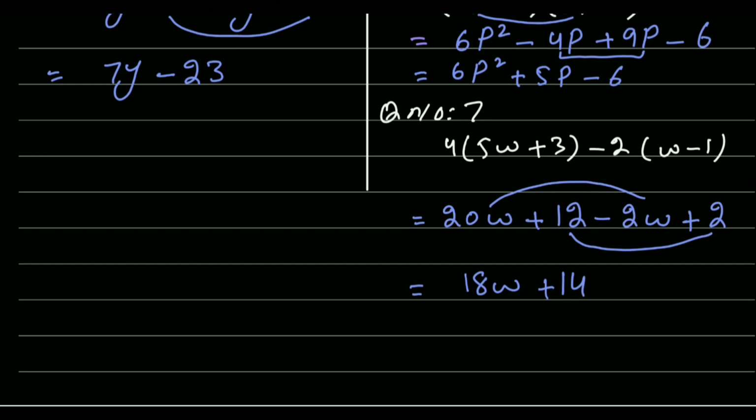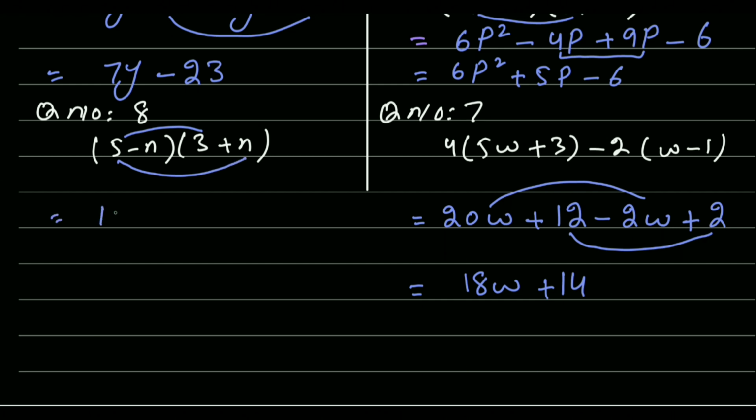One last question I will solve. Question number 8. (5 - n)(3 + n). So 5 will be multiplied with 3 first, and then 5 will be multiplied with n. So 5 3s are 15 plus 5n, and now we have to multiply minus n with 3 and minus n with plus n. So minus n will be multiplied with 3, minus 3n, and minus n will be multiplied with plus n, minus n square.